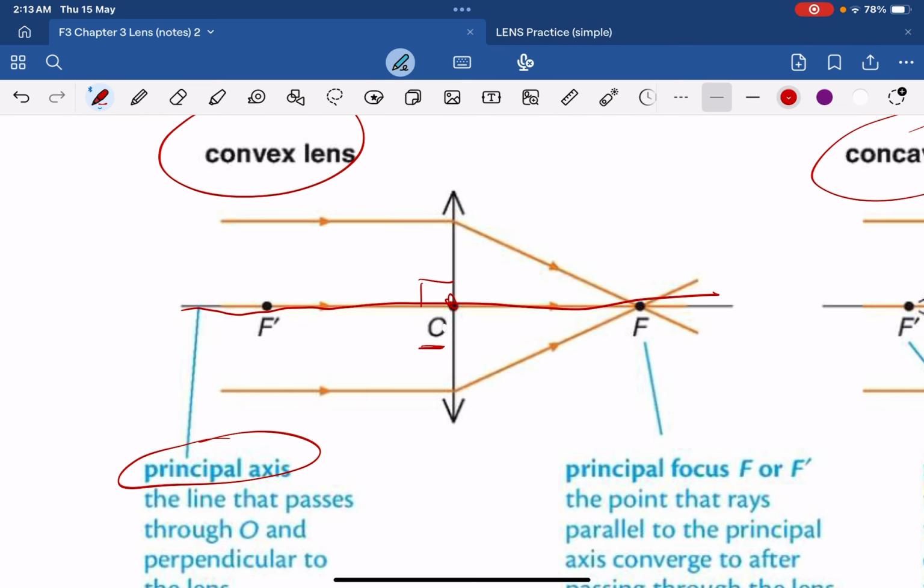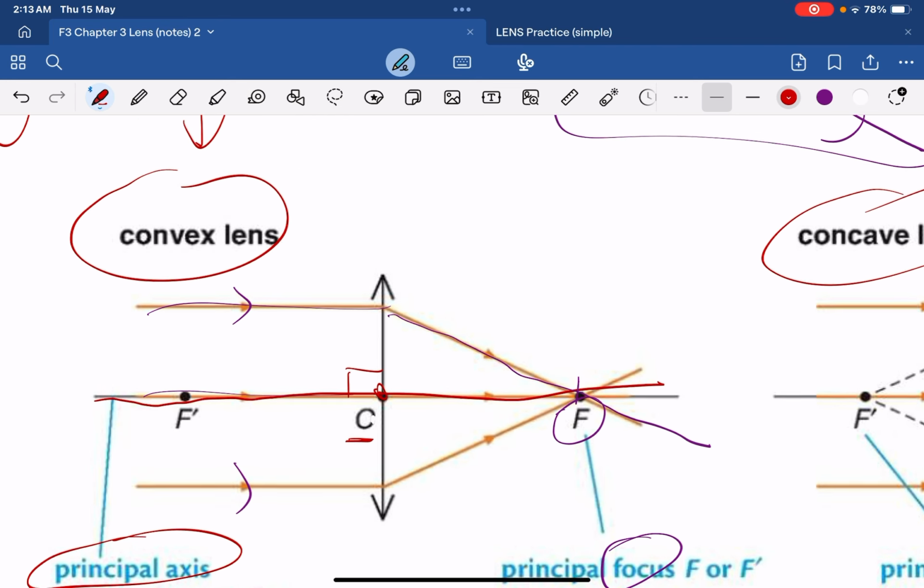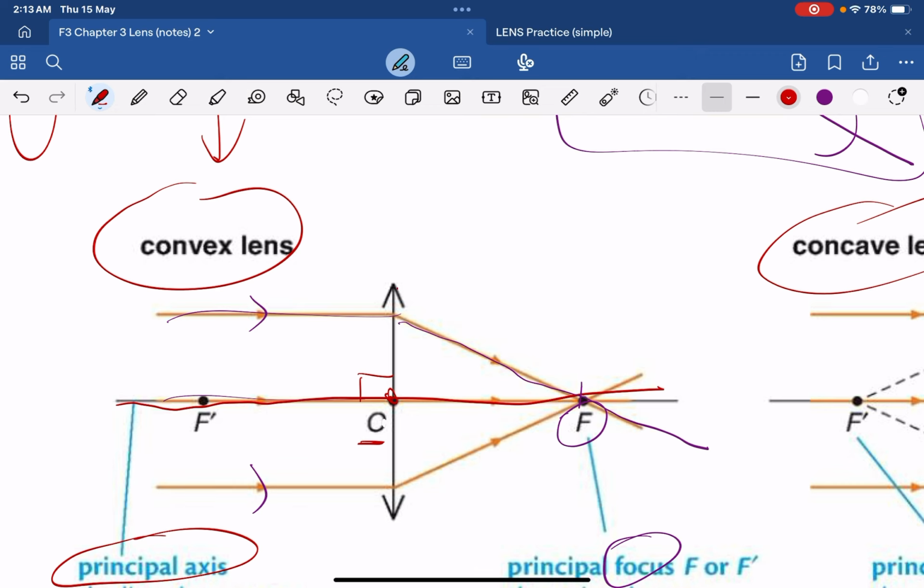Okay, if a light ray passes parallel to the principal axis, it will converge and cut through the principal axis at focus. We call this focus or principal focus. Now we introduce one more term. The separation between the lens and the focus is focal length. We use small f to represent it.